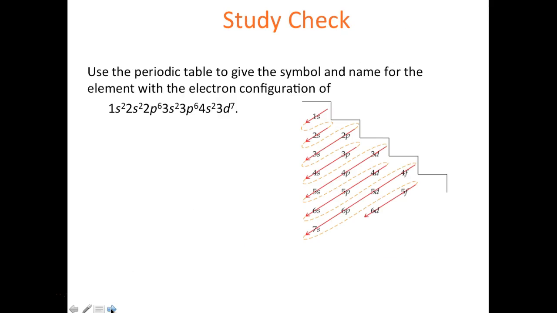All right, use the periodic table to give the symbol and name for the element with the electron configuration given. All right, so 2, 4, 6, 10, 12, 18, 20, 27. So d means it's a transition element, and atomic number 27 is cobalt.